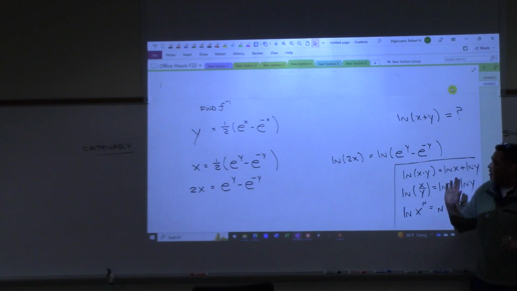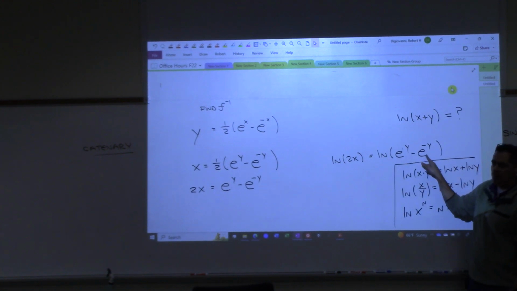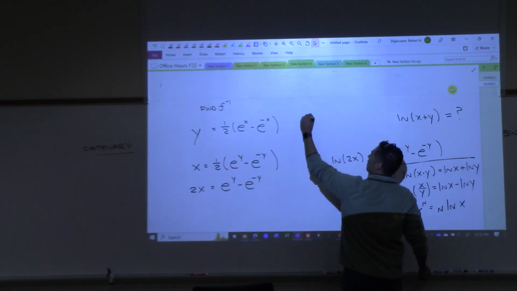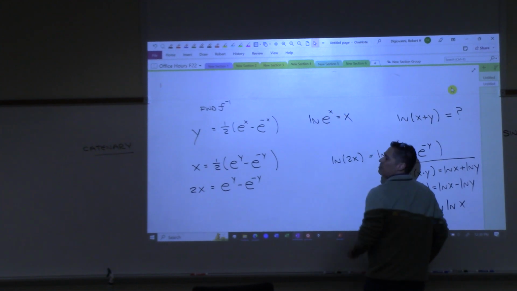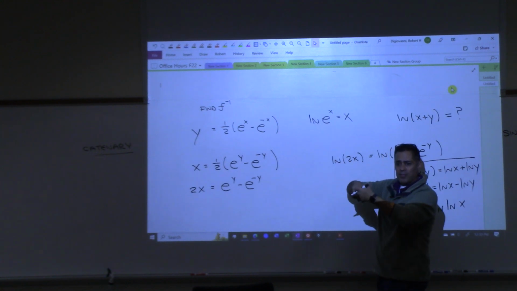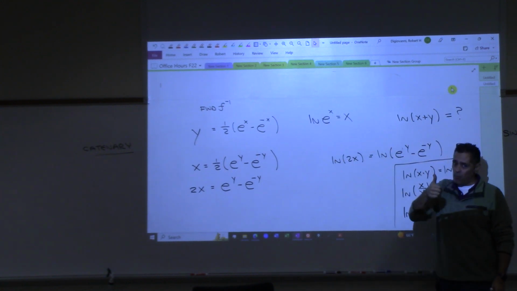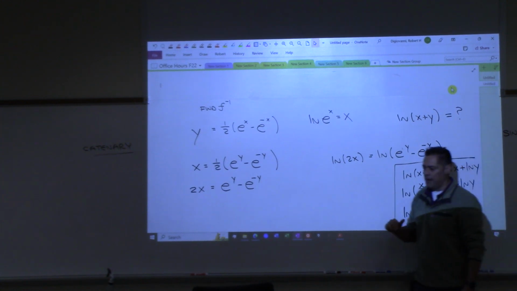You can't do it. Also, you can't just let the natural log kill these off individually. Natural log will only kill off one e at a time. So if I do this, that's x. Natural log of e to the x, the natural log and the e are inverses. They kill each other off, you get x. That works, but not when you have two of them side by side. It doesn't work. Okay?